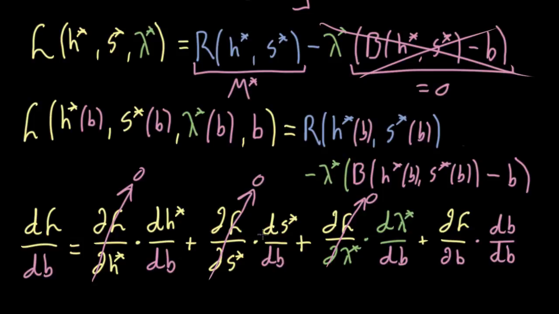So we don't even have to worry about most of this equation. The only part that matters here is the partial derivative of L with respect to b, that we're now considering a variable, multiplied by, well, what's db/db?